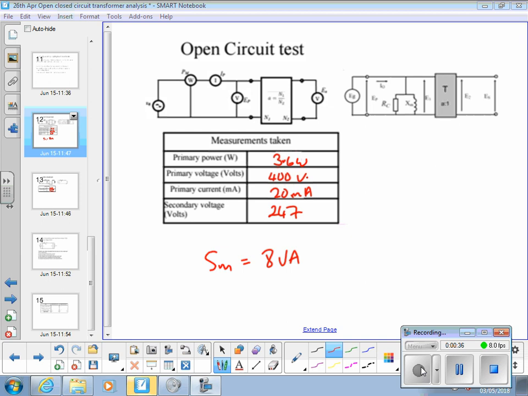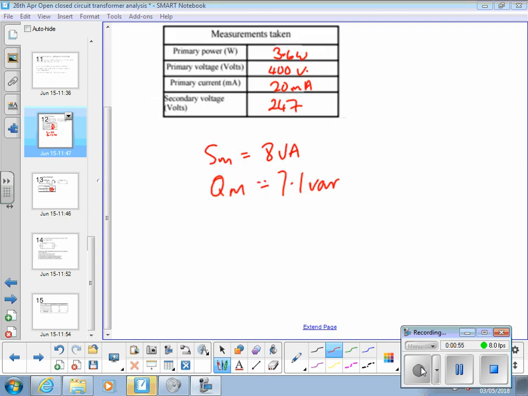Yep. That you can get QM. What'd you get for that? 7.1 var. It's close to what was got in a previous one. You aren't going to get the same every time, but that's close enough.